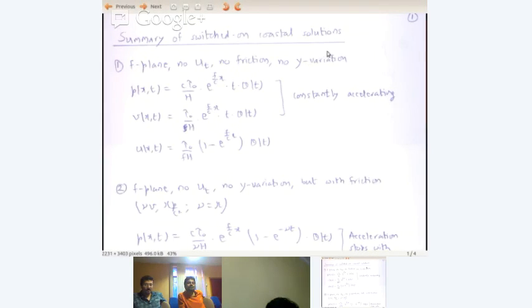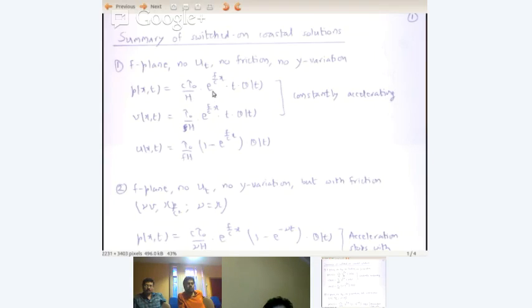And it's the summary now. Summary of switched on coastal solutions. The first one we saw was the F-plane: the three F-plane solutions and the three beta plane solutions. First is the F-plane, no U_T, no friction, no Y variation in the wind. And when you have that, you have P of x, t, and there's no Y variation in the solution either.